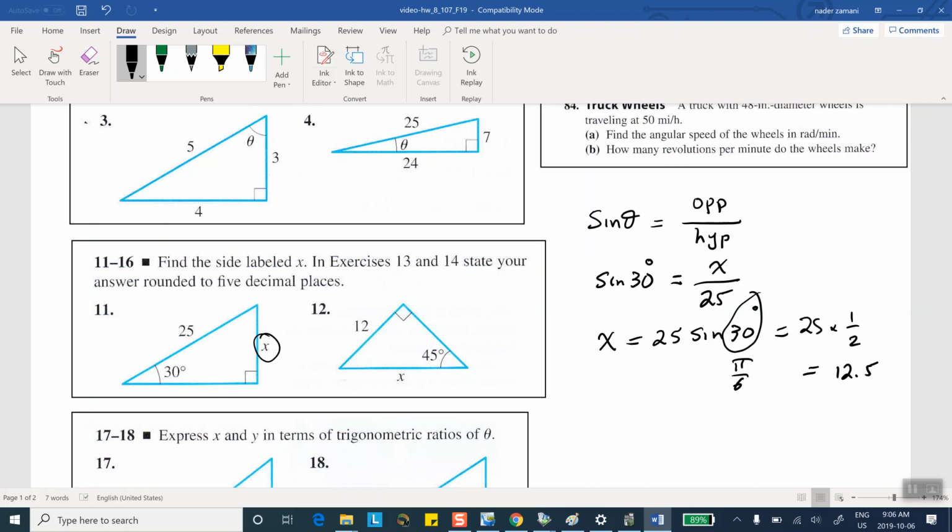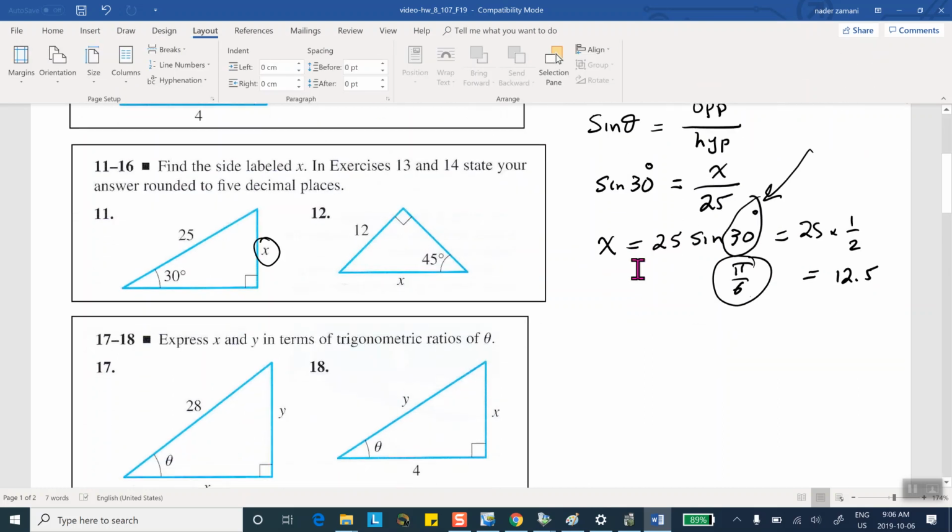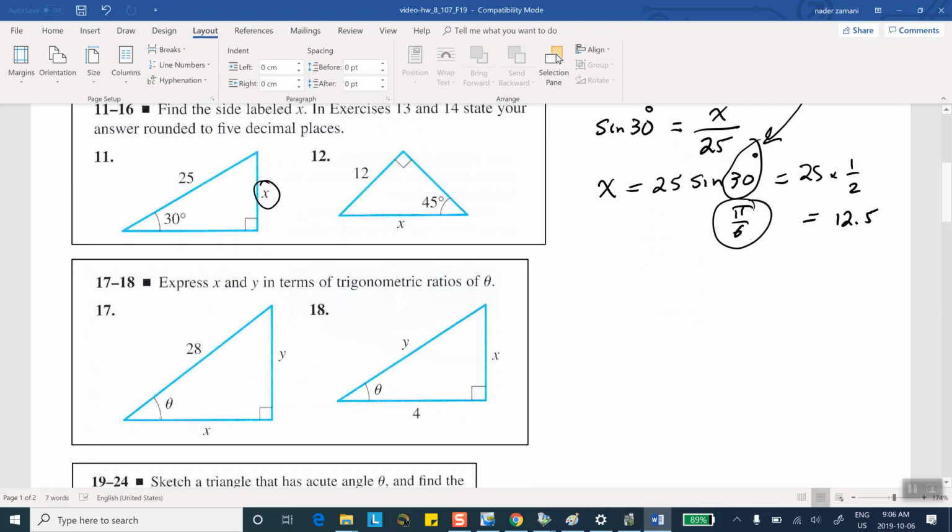Sine of 30 degrees: if you're going to use 30 degrees, make sure your calculator mode in angle is on degrees. If you're using radians, make sure that your calculator mode is on radian, and then type pi over 6. Okay, so let's go and do this one. Number 12. There we are.